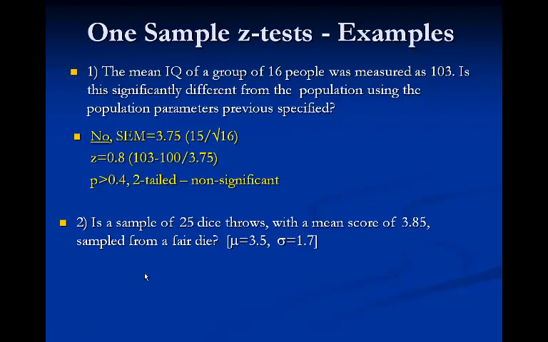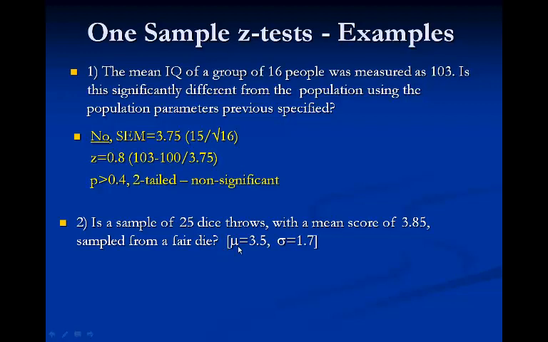So now we are considering some dice throws. We have a sample of 25 dice throws, and we want to know, is this sample likely to have come from a fair die or dice? And the mean score is 3.85 for those 25 throws.